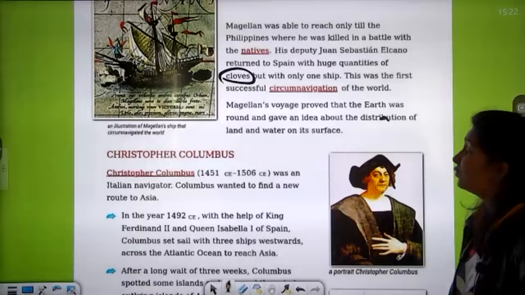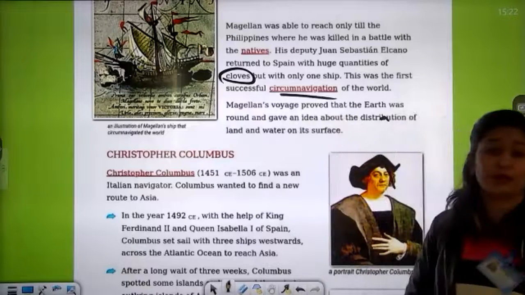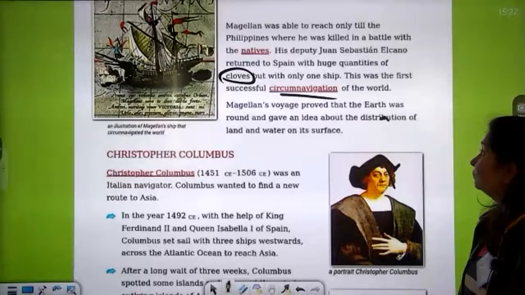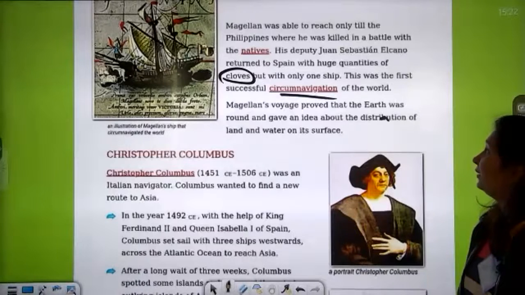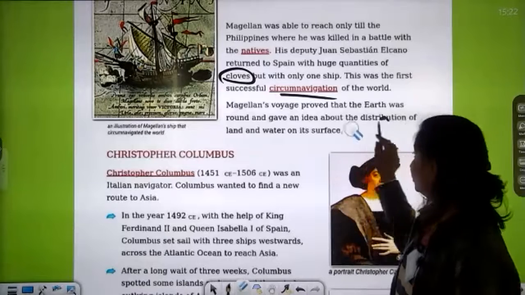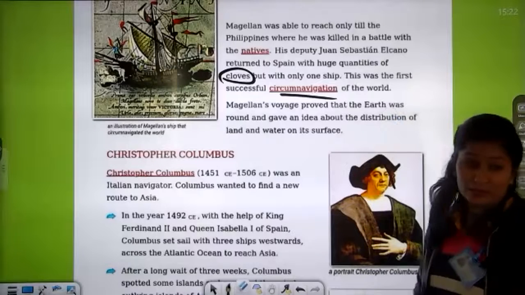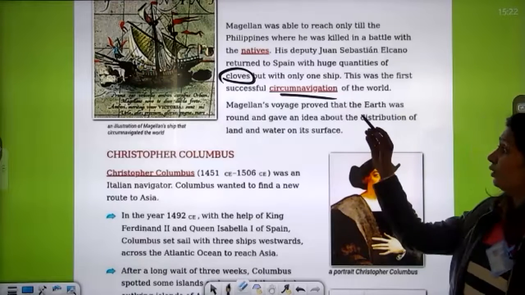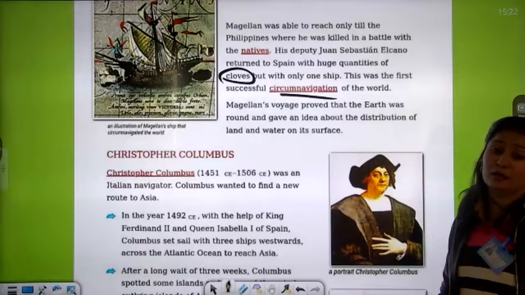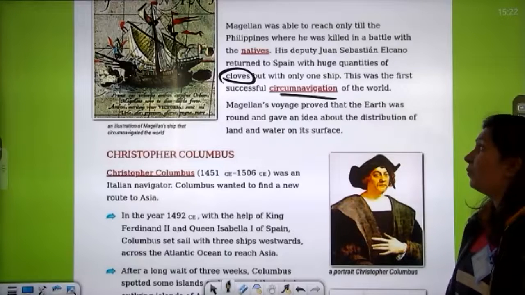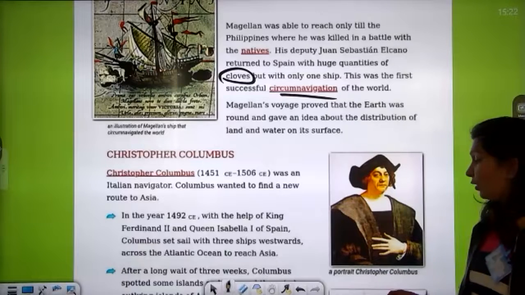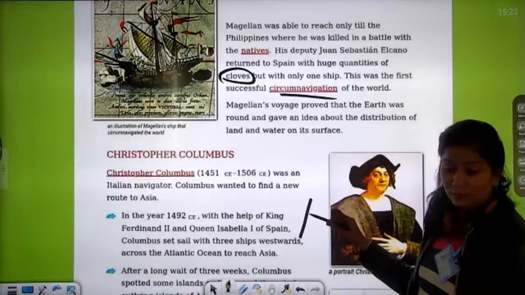This was the first successful circumnavigation. Circumnavigation, already I have told you, to travel around the world, to travel around the earth. Okay. So Magellan's voyage proved that the earth was round and gave an idea about the distribution of land and water on its surface. So Magellan का जो voyage था, इससे क्या prove हुआ? That earth was round, and he gave an idea about how water is distributed on the surface of the earth. Yes.